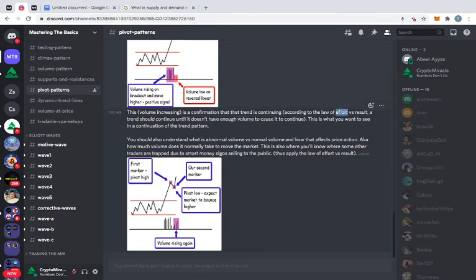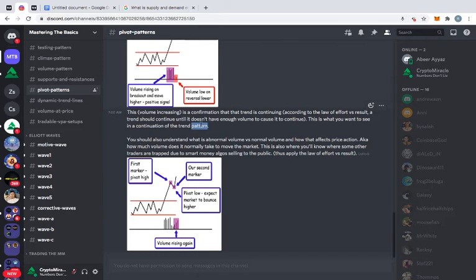Effort, right? Same thing with the flames in the fire. A trend should continue until it doesn't have enough volume, or enough wood in the fire, to cause it to continue to burn, to continue to trend. This is what you want to see in a continuation of the trend pattern. You want to see the volume increase. You want to see the wood continue to come on the fire so that it doesn't go out.